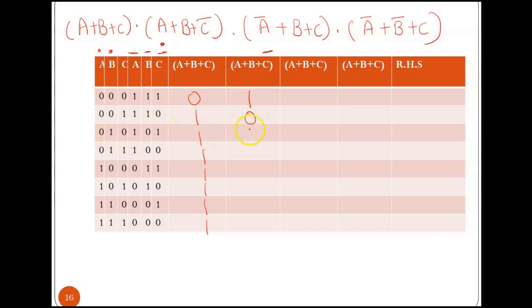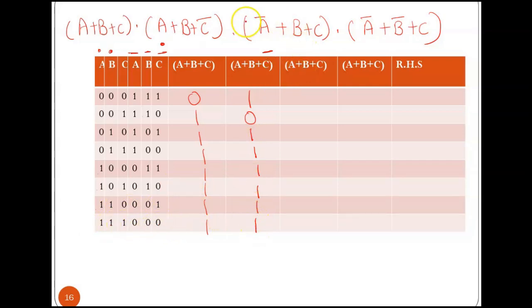Then 0, 1, 1. Then 0, 1, 0, it's 1. 1, 0, 1 is 1. 1, 0, 0 is 1. Then 1, 1, 1 is 1. And 1, 1 and 0 is 1.